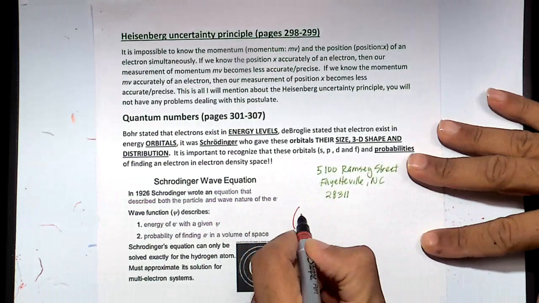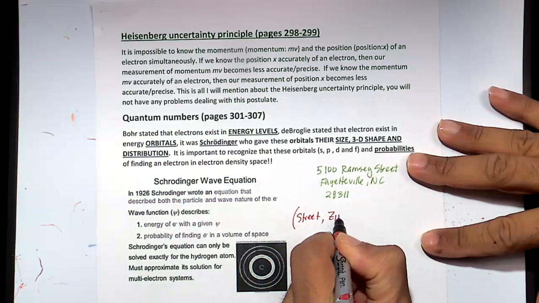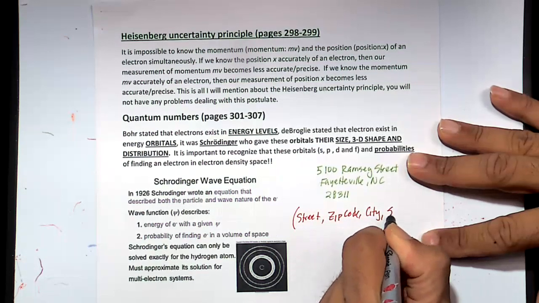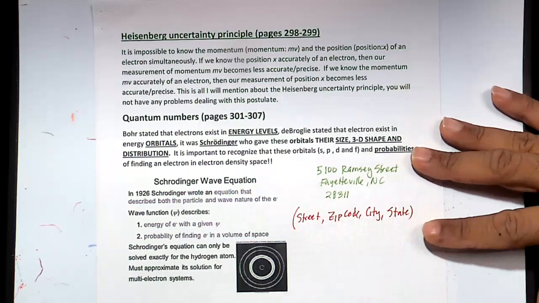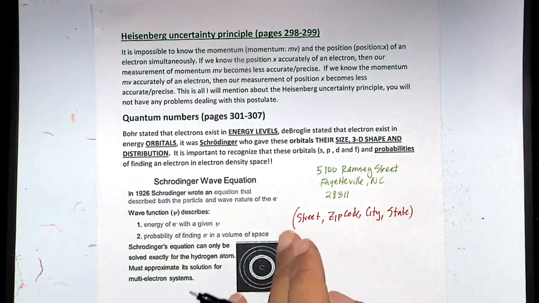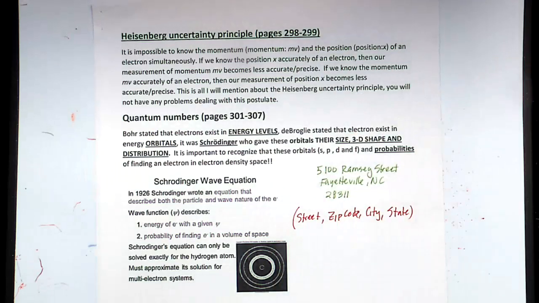Street, very good. Zip code. City. The state. Okay, very good. So theoretically, if I give you these four things, the street, zip code, city, and state, you should be able to find the location of where we are.